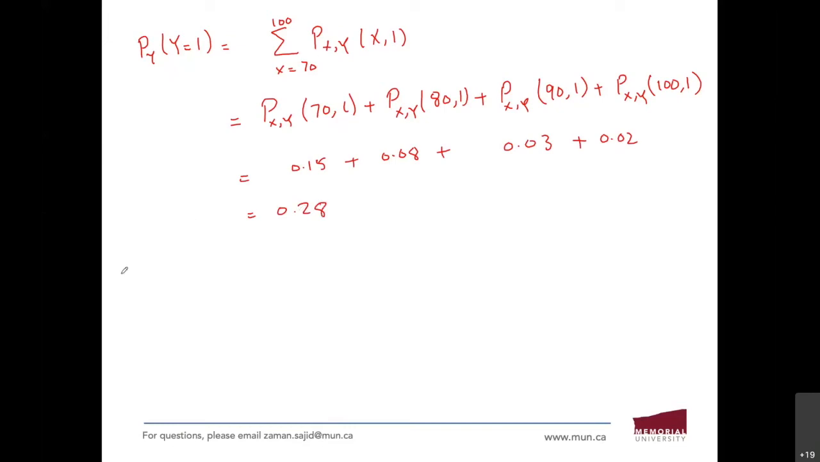Now similarly, the marginal probability of y when y is 2, once you find it, you will get 0.25. And for the marginal probability of y when y is equal to 3, it is 0.47.